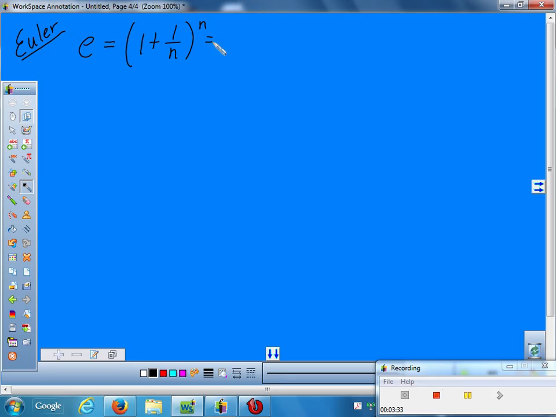That was the formula he was actually playing with. And he kept making n get larger and larger. For example, if he put 1 in for n, he got 2. If he put 2 in for n, 1 plus a half squared, he got 2.25.